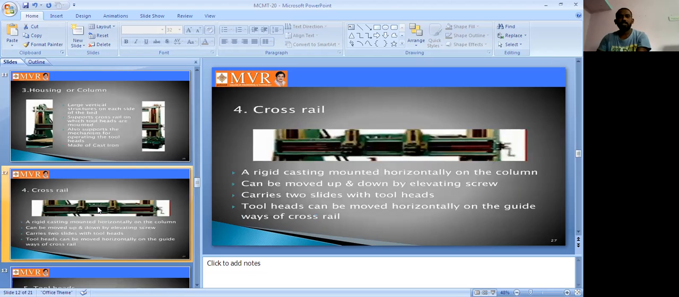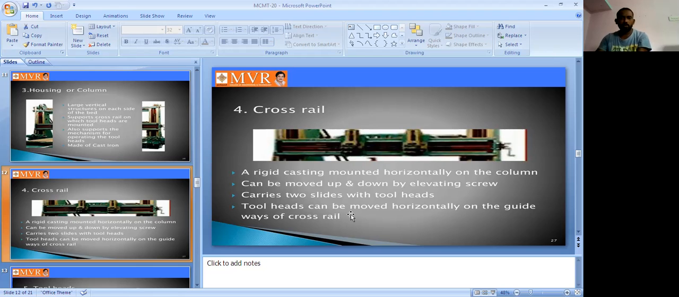Next is the cross rail. It is a rigid casting mounted horizontally on the columns. It can be moved up and down by the elevating screw. When the screw is lifted, the cross rail moves upward, and when the screw is loosened, the cross rail moves downward.